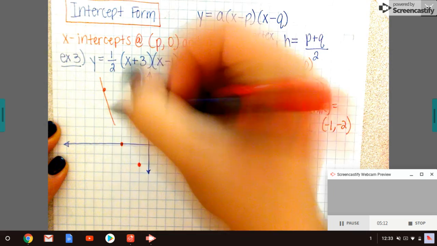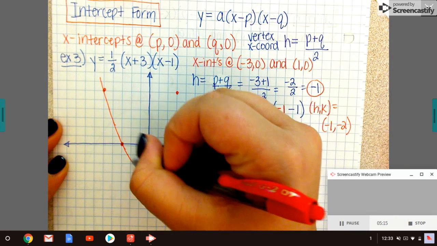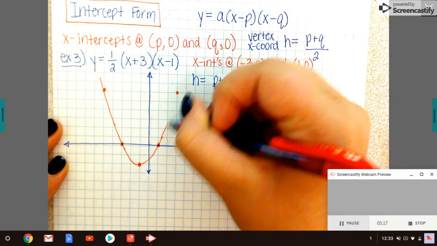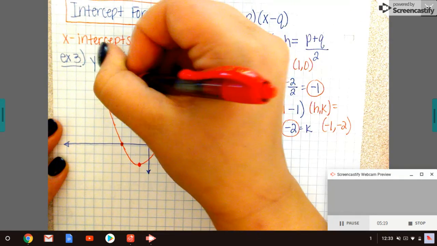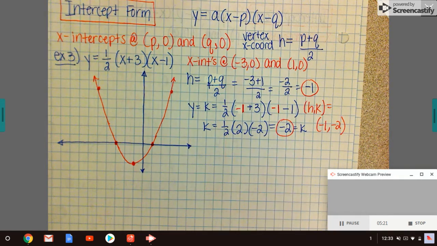It's good to at least go a little bit further out. That way you know how wide to go or how narrow to go. This one is 1/2, so it's a little bit more wide than it would be if it were an x squared.